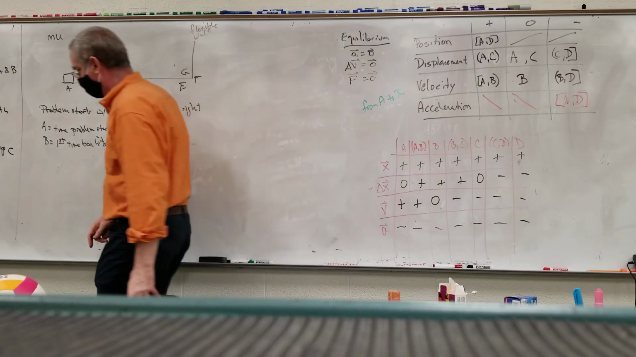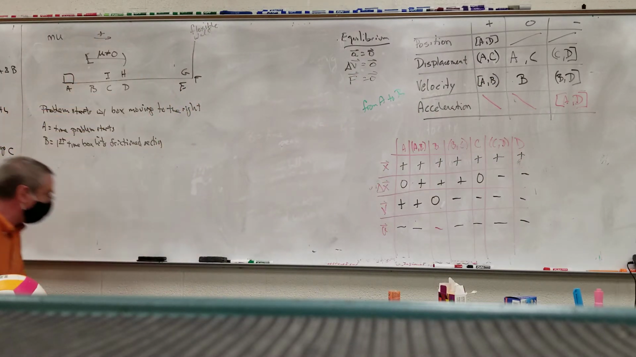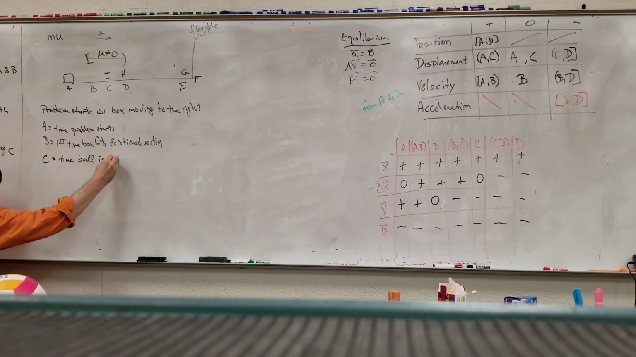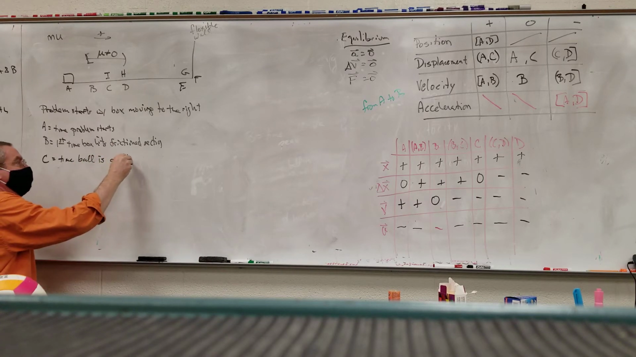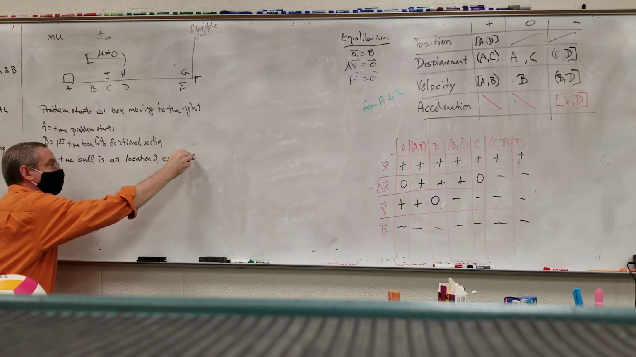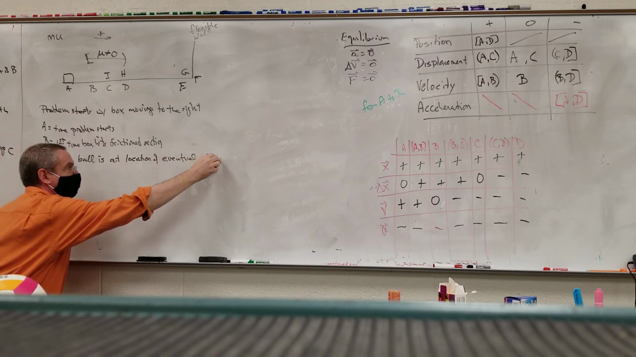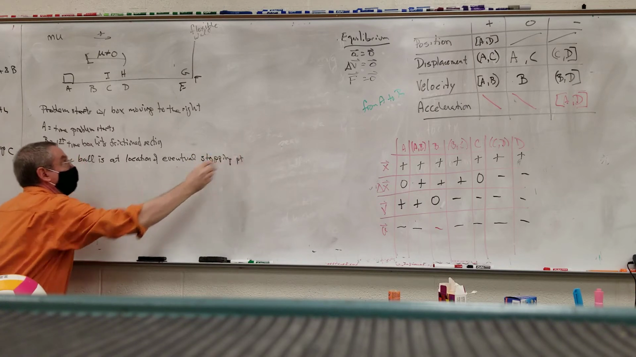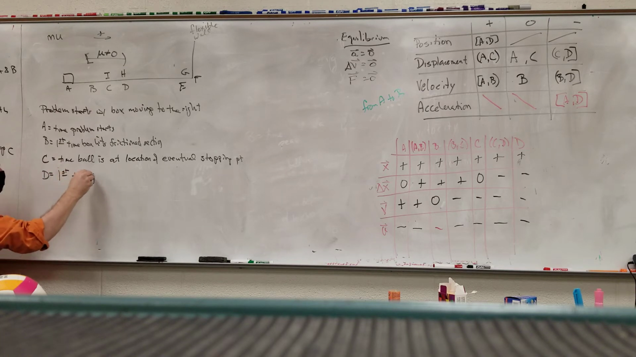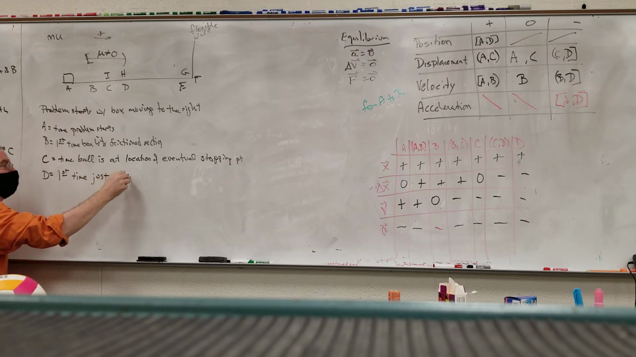This is a little bit darker. Yeah, okay. Time ball is at location of eventual stopping point. So time C, it's still moving to the right, but it's going to eventually stop at time I. D, first time just after friction section.